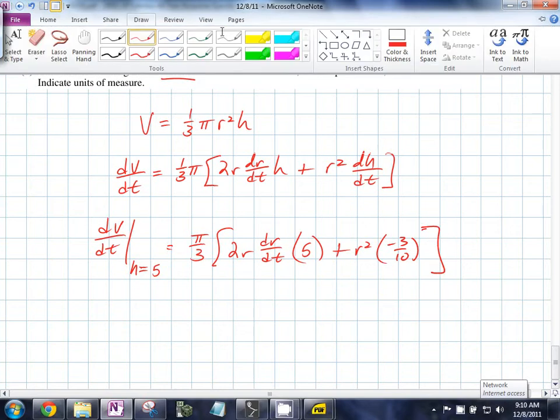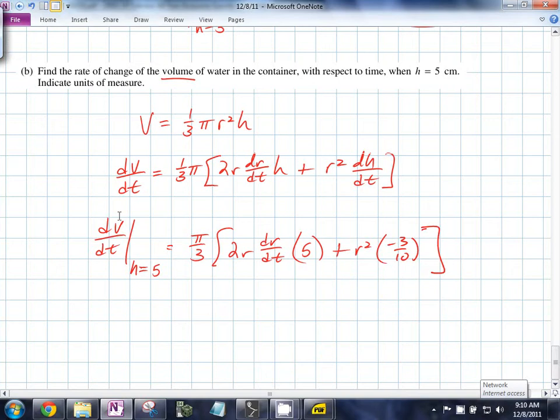Should we clean this up first? I'm a fan of cleaning things up before we move on. So what do we end up with? Pi over 3 times what? 10r dr/dt minus 3/10 r squared. What's the first thing we can easily find? r. Exactly. What's r?